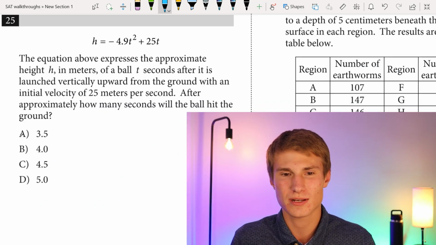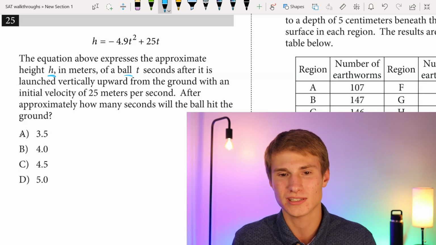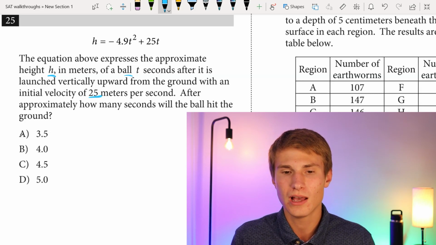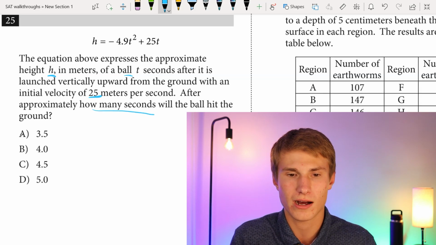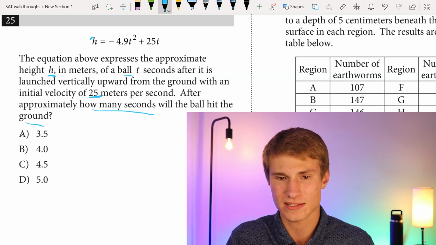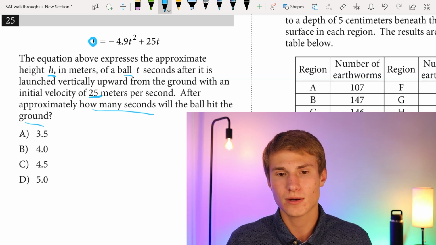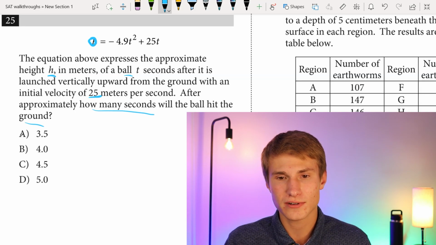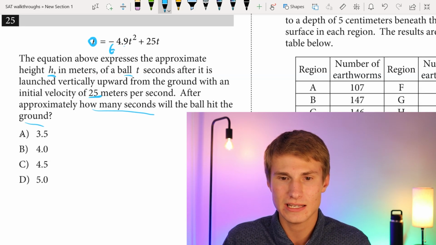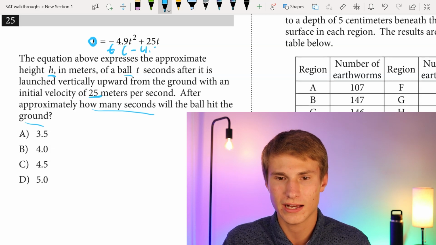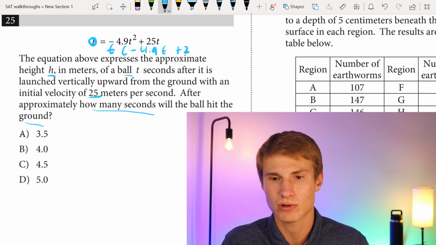The equation above expresses the approximate height h in meters of a ball t seconds after it is launched vertically upward from the ground with an initial velocity of 25 meters per second. After approximately how many seconds will the ball hit the ground? When the ball hits the ground, its height is 0. So we're going to plug in a 0 for h. From here, we see that we can factor out a t. Okay, we could rewrite this as t times negative 4.9 t plus 25.